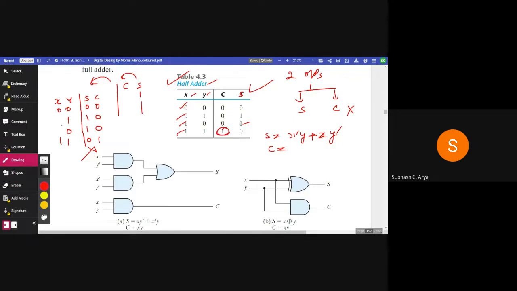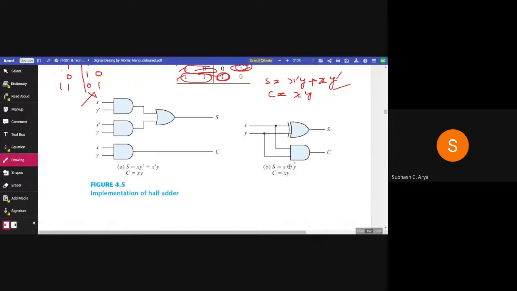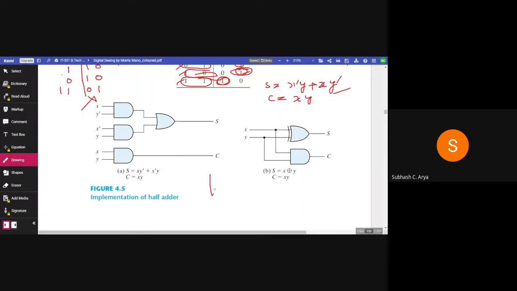Carry is 1 only for the last combination, and this expression is x y. And sum is here and here: for this one we have x bar y, and for this one we have x y bar. So this is the solution. Another alternative way of writing, because this may not be the simplified one, though for this particular case it is okay. However, traditionally we go for K-map. We use K-map for simplifying.